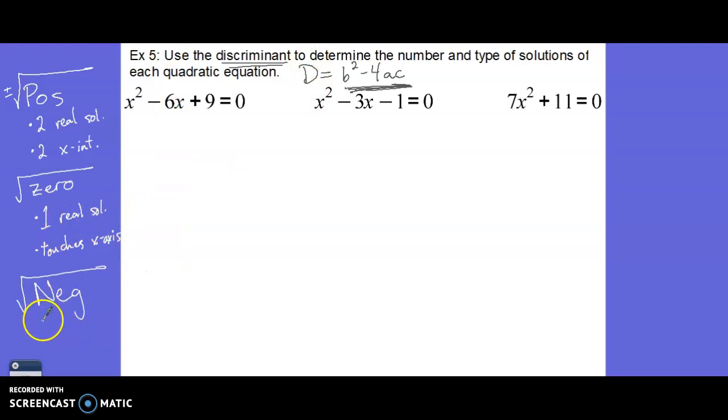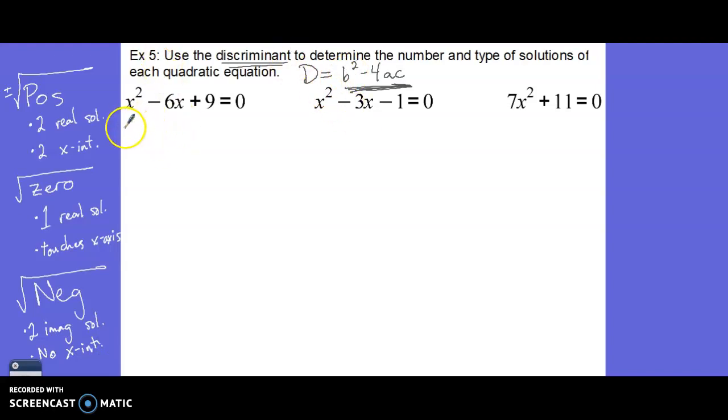Whereas when we talk about a negative, well, that means that we're getting imaginary answers. So we have 2 imaginary, that's what we just found out, solutions. In other words, there are no x-intercepts. And I would encourage you to look at a graphing calculator to verify that.